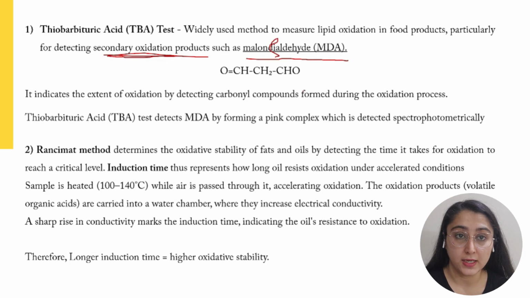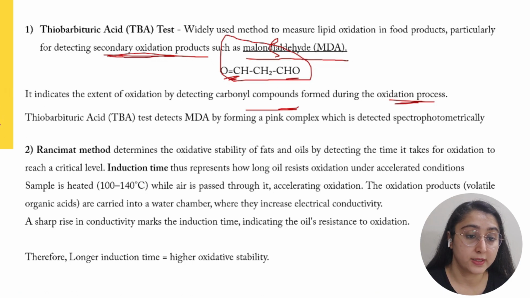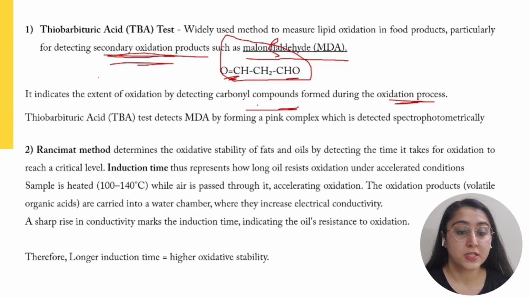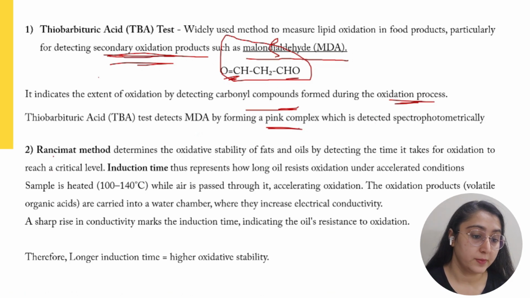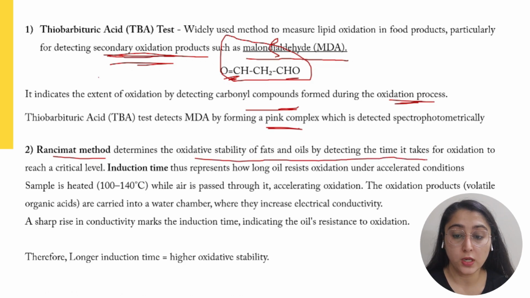As the name suggests, dialdehyde: 2 aldehyde groups, one over here and one over here. So basically, it indicates the extent of oxidation by detecting, as we can see, these are carbonyl compounds, right? So it helps to detect carbonyl compounds formed during the oxidation process, and as just discussed, it helps in detecting the secondary oxidation products, such as carbonyl compounds, and this happens by forming a pink complex which can be detected spectrophotometrically.